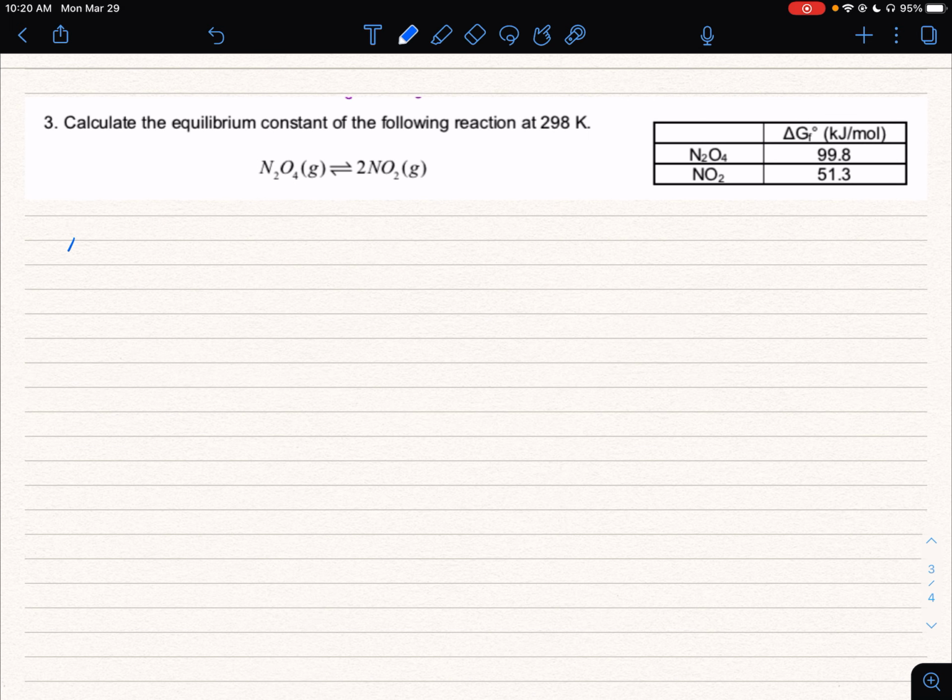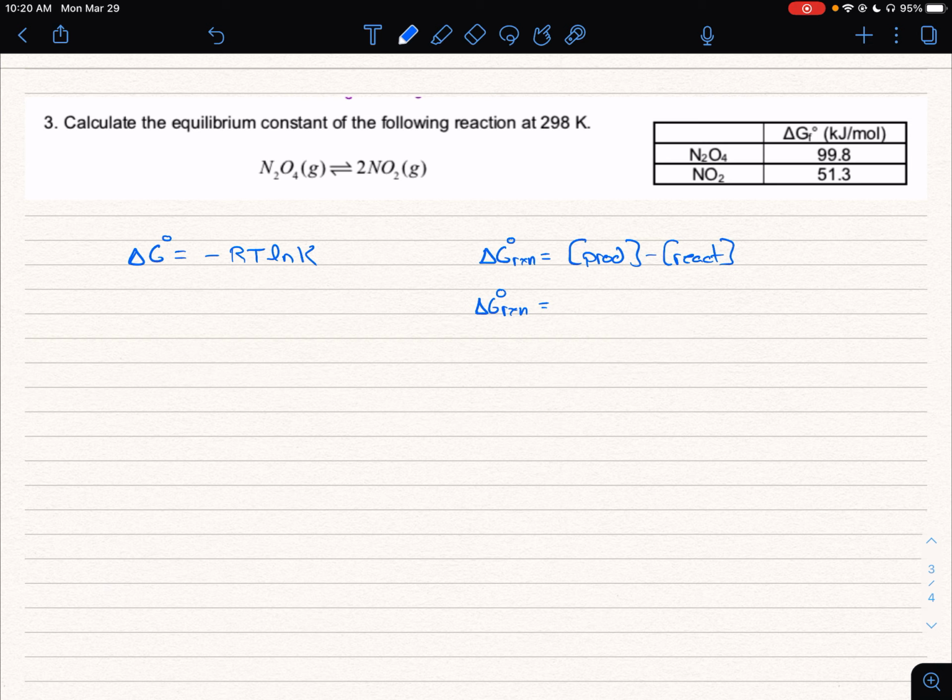And what we're going to use is our delta G at standard conditions is equal to negative RT ln of K. And so the first thing we actually have to find is our delta G of reaction. So delta G of our reaction, and the way we're going to do this is just going to be the sum of all the products minus the sum of all the reactants of our delta G of formation values. And so that's going to be our delta G of reaction.